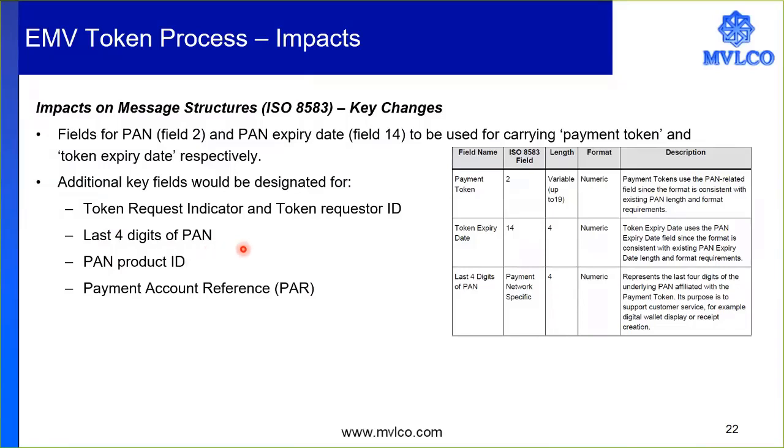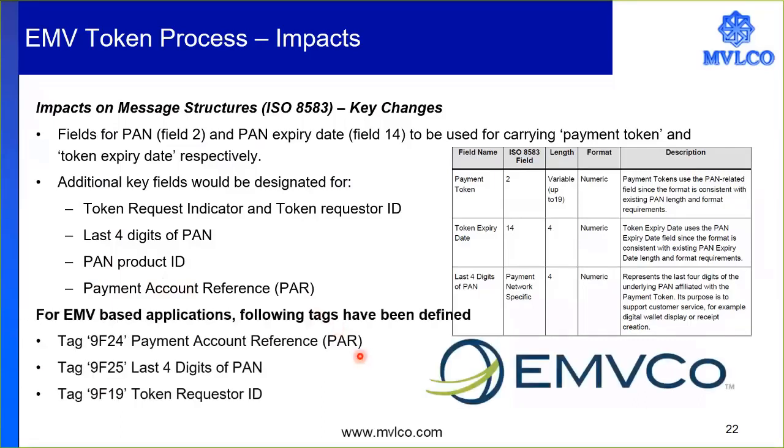Then additional fields could be required for the PAN product ID and payment account reference. We are yet to discuss what this payment account and payment account reference are. As far as EMV based applications are concerned, the following tags have also been defined. Tag 9F24 for payment account reference, tag 9F25 for last 4 digits of PAN, and tag 9F19 for token requester ID. So if you have applications which are already EMV based, then these specific tags would be used to capture these specific details in case of a tokenization.